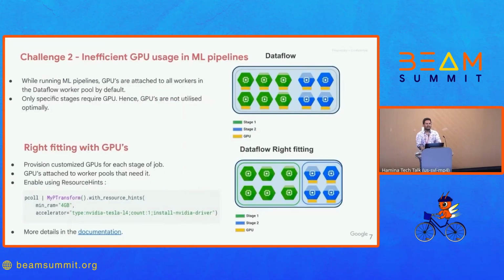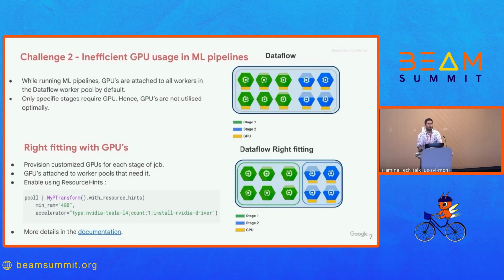So moving on to the next challenge, inefficient GPU usage in ML pipelines. When you're running your ML pipelines, you need GPUs. While triggering your job, you're going to use an accelerator so that when Dataflow launches its worker pool, it is going to attach the GPUs to that worker pool. The picture on the right shows it has launched a worker pool and GPUs are attached to all the workers.